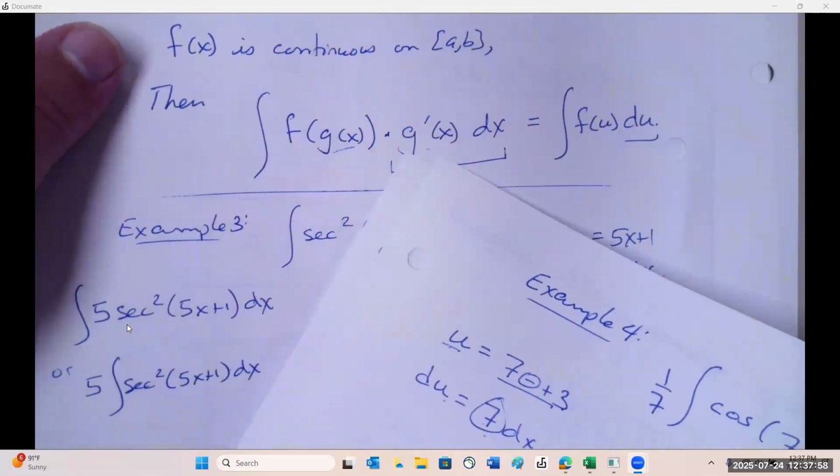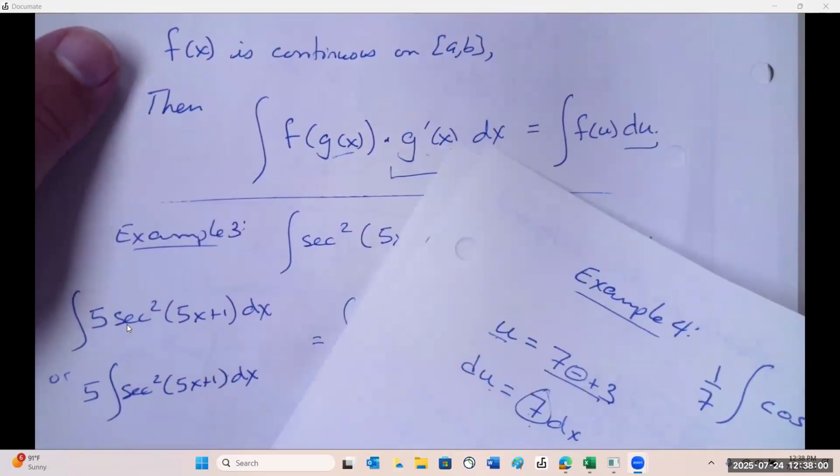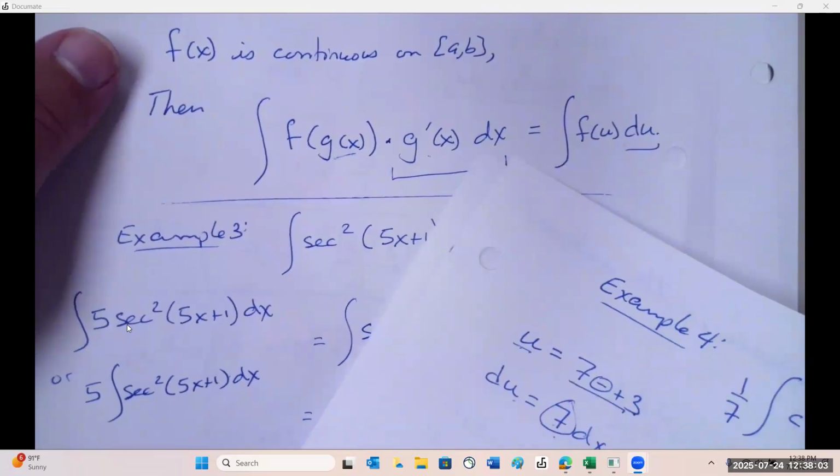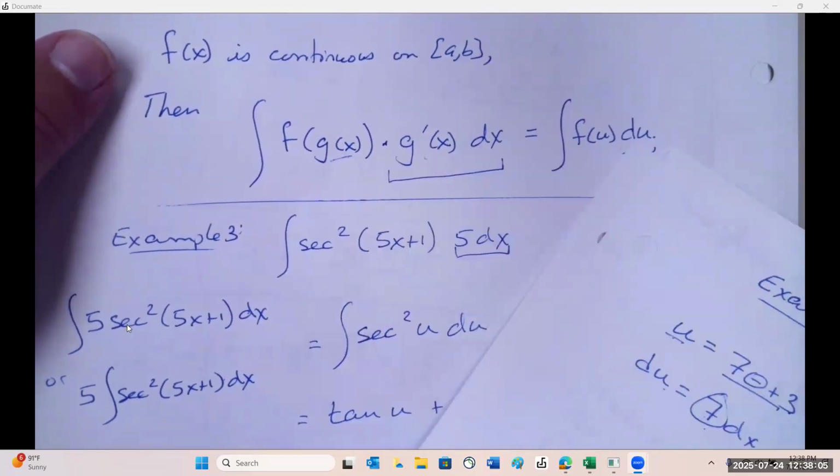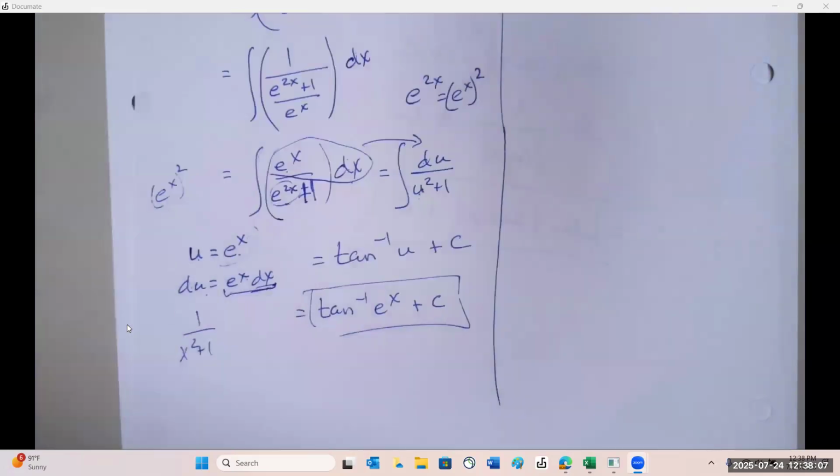Because we needed to have g prime, which is du over dx. So g prime dx gives us du. So whenever you take a derivative of u, it's got to be a function of x.